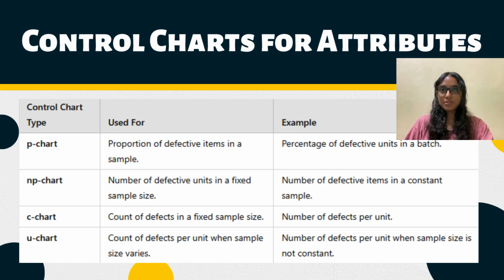Then we have the C chart, which monitors the count of defects in a fixed sample size. An example would be the number of defects per unit in a product. Finally, the U chart is for tracking defects per unit when the sample size varies. For example, it measures the number of defects per unit in a shipment of differing quantities.